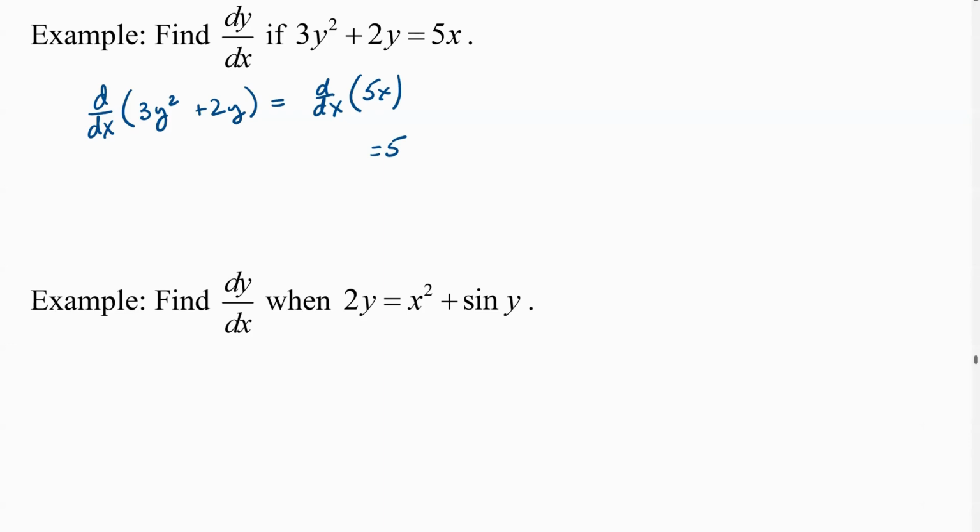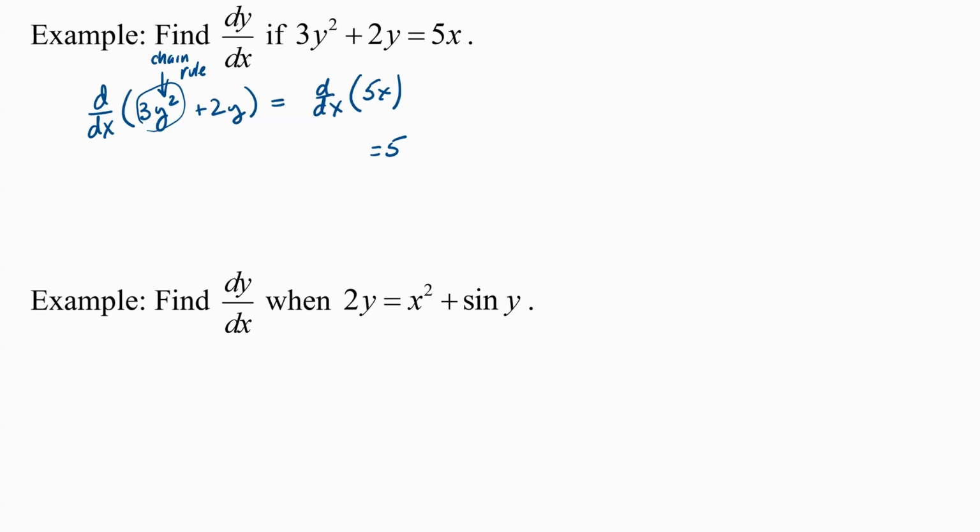But let's focus in on this 3y squared for just a moment. Now, remember, y is not a variable. It is implied that y is a function. If that is the case, this requires the chain rule. Remember, we use the chain rule most often when we have a function inside of another function. We have a composite function.